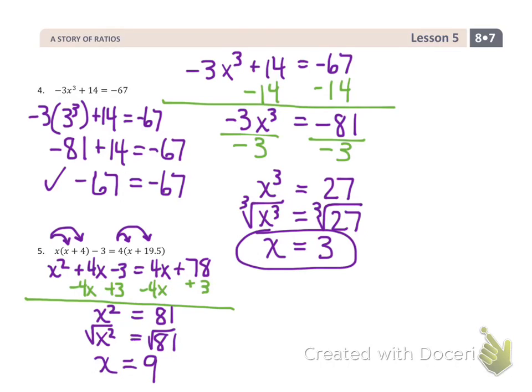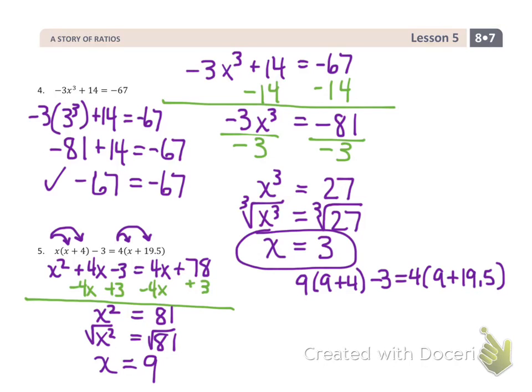Okay, and we've been asked to find only the positive root and to check our solution. So let's do that. I'm going to use the original equation right here, and I'm going to put 9 in for x. So I'm going to get 9 times 9 plus 4 minus 3 is equal to 4 times 9 plus 19.5.